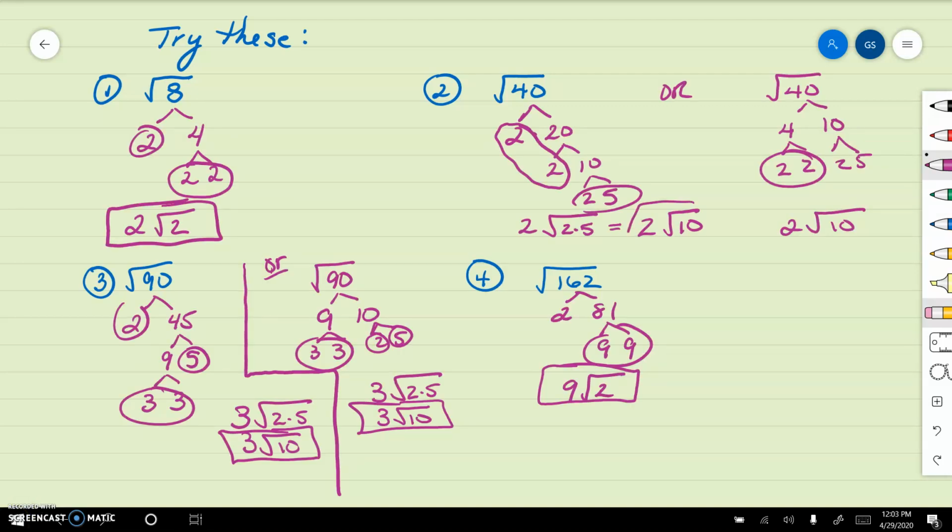Okay, so here are my answers. First is 2 radical 2. Second is 2 radical 10. I showed you 2 ways you could have gotten it. 3 is 3 radical 10. I showed you 2 ways you could have gotten it. 4 is 9 radical 2. There's another way you could have gotten it, but I'm hoping this is the way most people would have done it. So that's it. That's simplifying radicals.